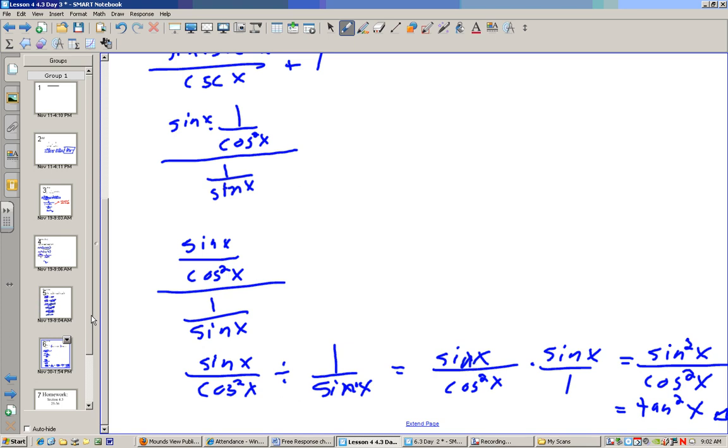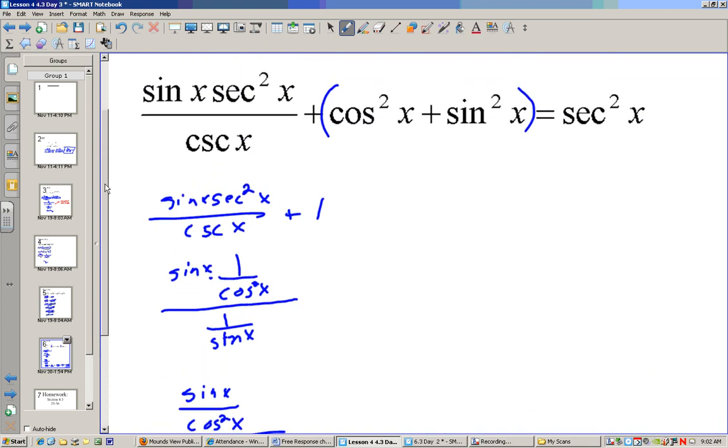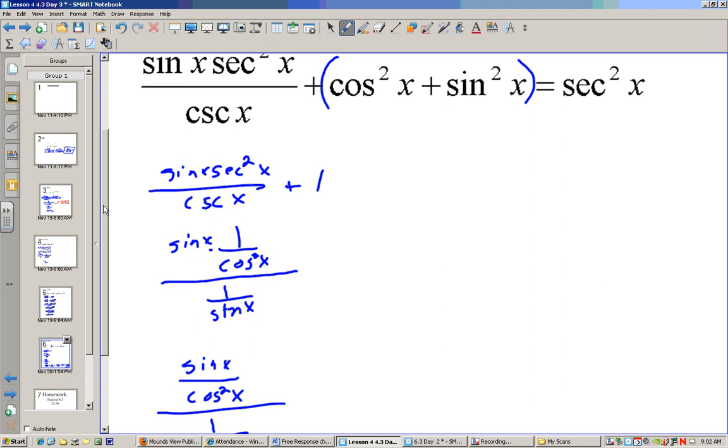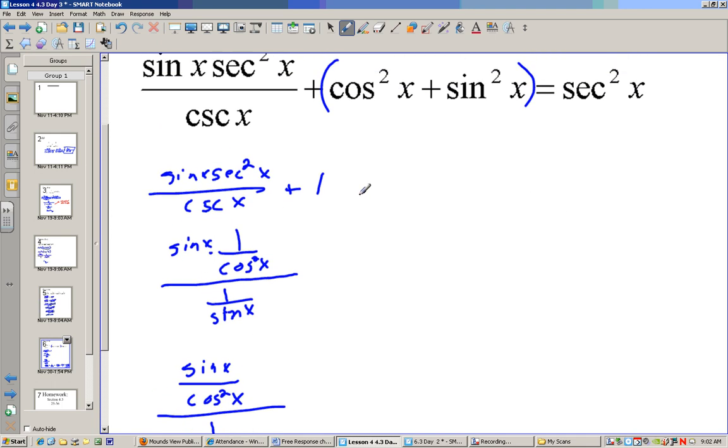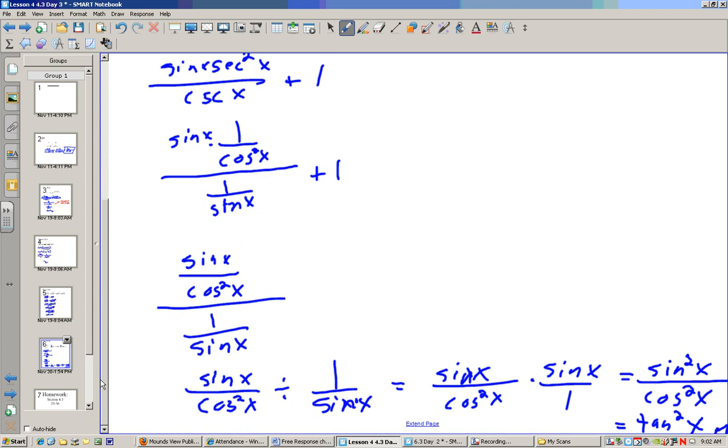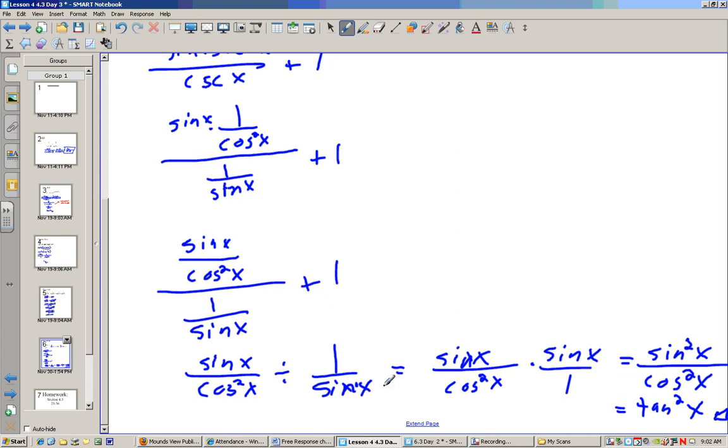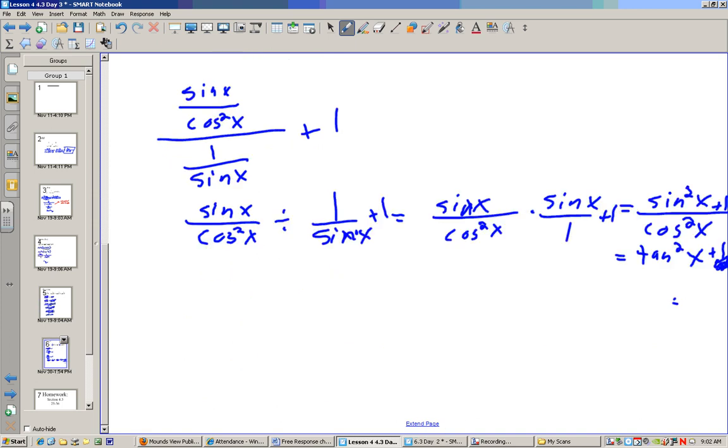Oh, I see what I did wrong. All right, so old embarrassed me has to go back and look at my work and see where I made my mistake. See, I didn't continue with this plus 1 all the way through the problem. And since I didn't do that, I didn't see that this was tangent squared plus 1. And tangent squared plus 1 is secant squared x. Now I'm done with my problem.